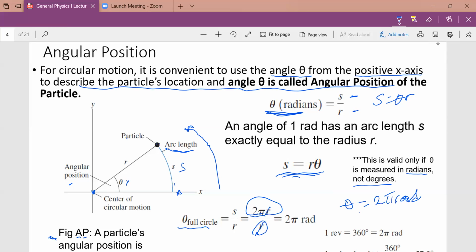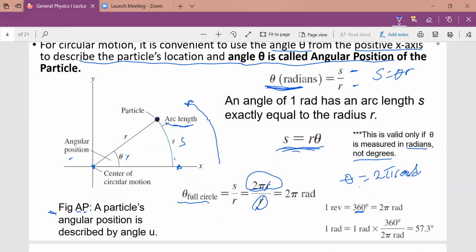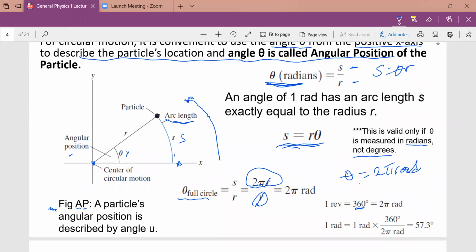And the angle of a full circle is 360 degrees. So this relationship is what helped us to get the conversion from rad to degrees. In converting rad to degrees, we just divided 360 by 2 pi rad to give us 57.3 degrees. So 1 rad equals 57.3 degrees.